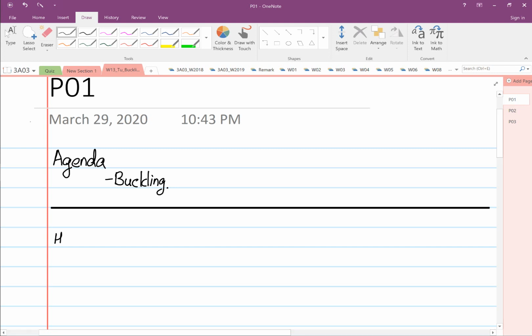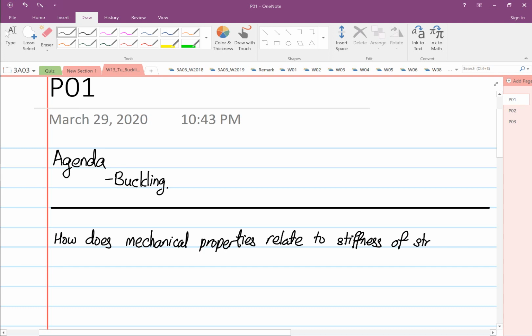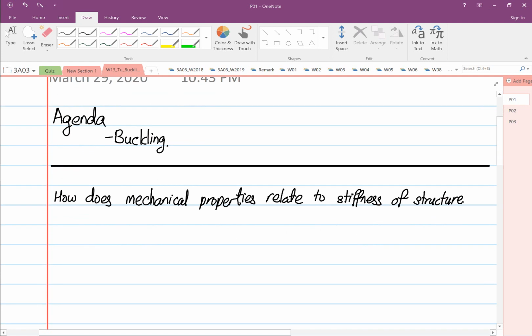So how do mechanical properties relate to the stiffness of a structure? Okay, so we have to look into this first.